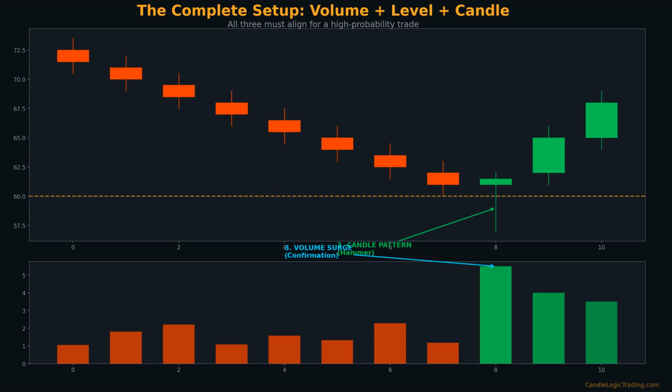Step 2. Wait for the stock to approach one of these levels. Do not force trades in the middle of nowhere. The best setups happen at key levels, not in empty space between levels.